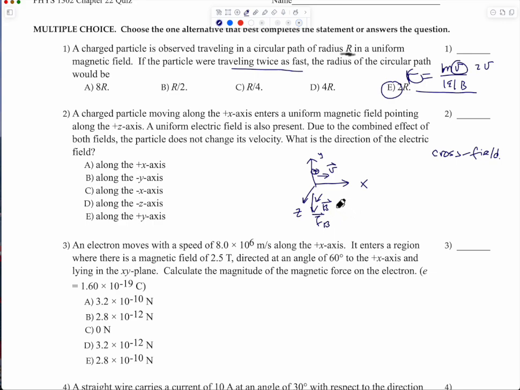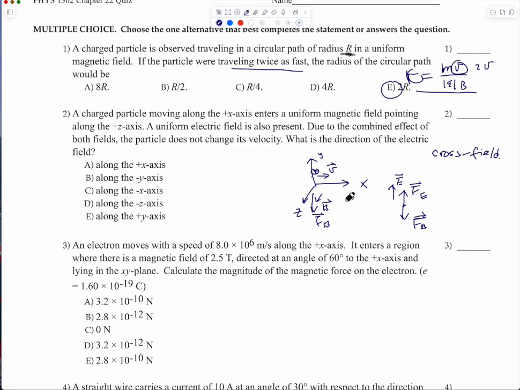This is the magnetic force direction on the charge. In order for the charge to have no velocity change, the net force must be 0, which means you need the electric force pointing up. This is a positive charge, so to make the electric force point up, the electric field has to be up, because the force on a positive charge is in the same direction as the electric field.